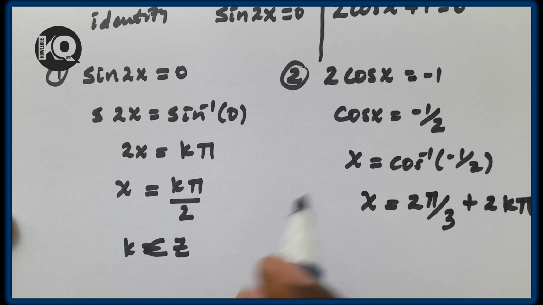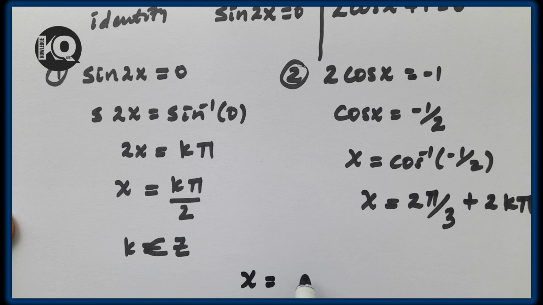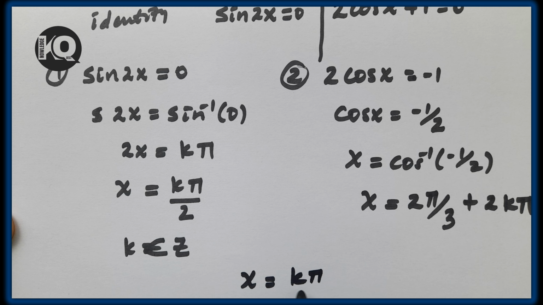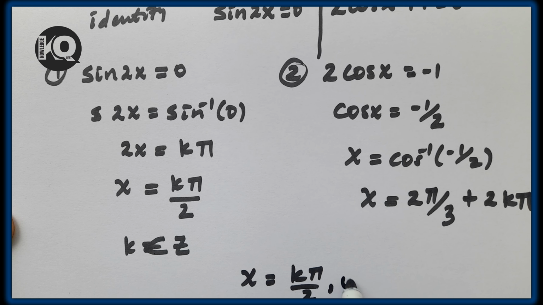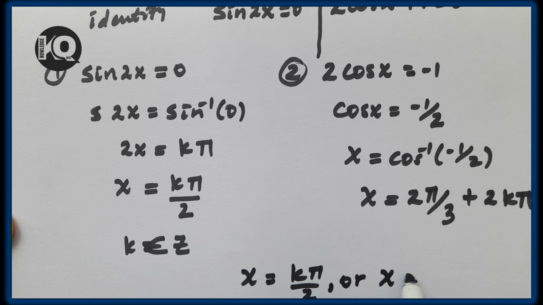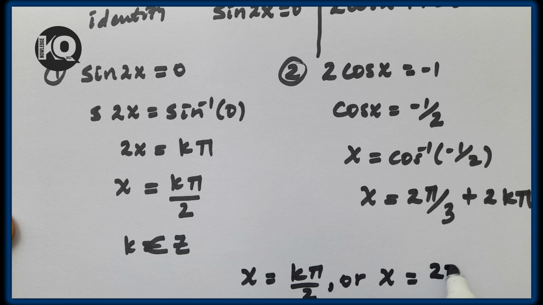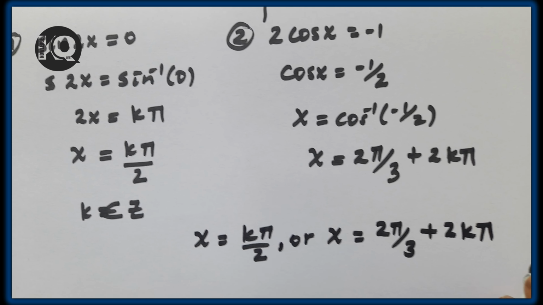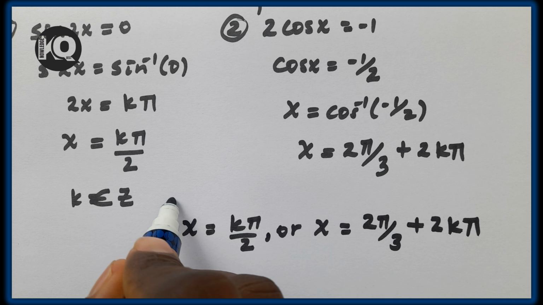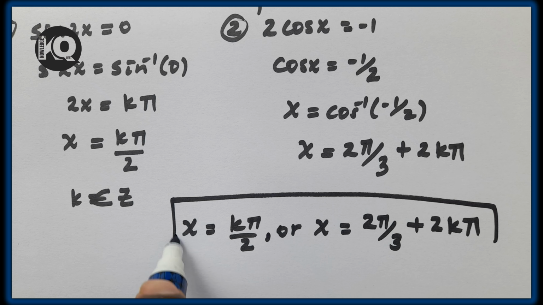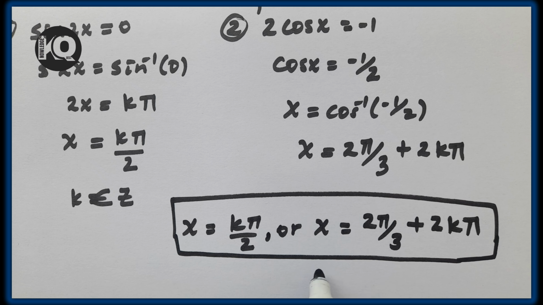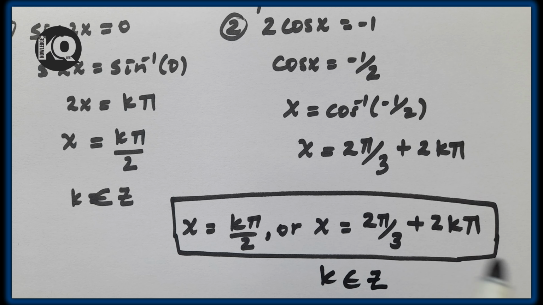But now our solutions are x, which is equal to k pi over 2, and or x, which is equal to 2 pi over 3 plus 2 times k times pi. These are the solutions, but k must be an element of integer.